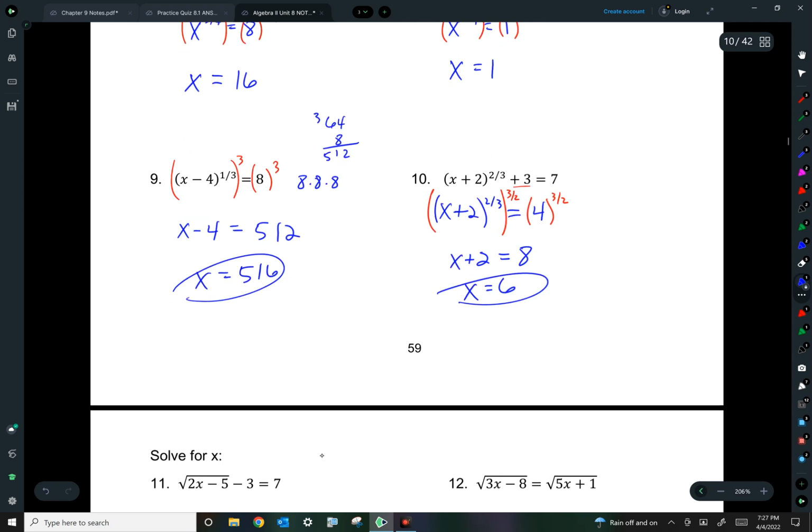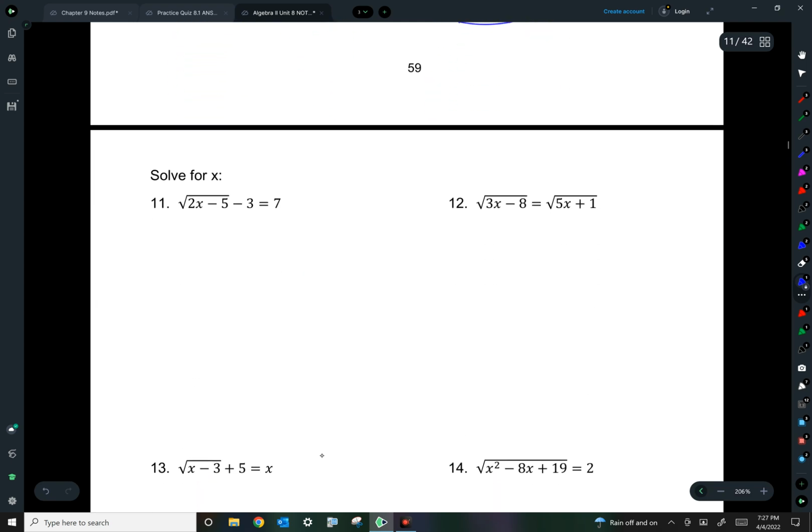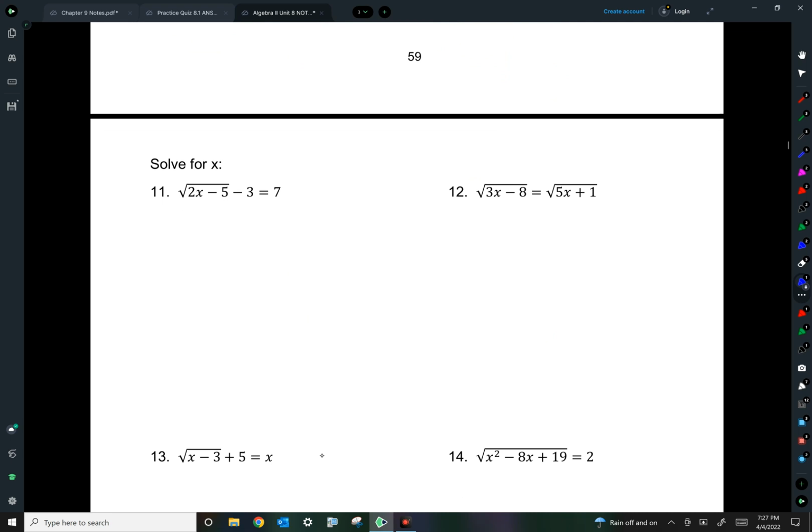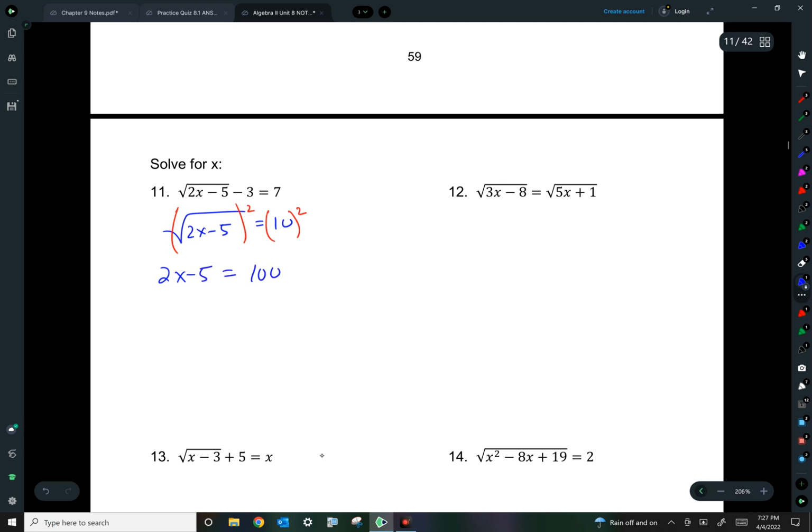Okay. Now this page we've actually done before, so I think it might look familiar. If I want to solve for x, first I get the square root by itself, so I'll add 3. So the square root of 2x minus 5 is 10. And then remember we said in order to get rid of a square root, you would have to square it. So I square both sides. I'm going to have 2x minus 5 equals 100.